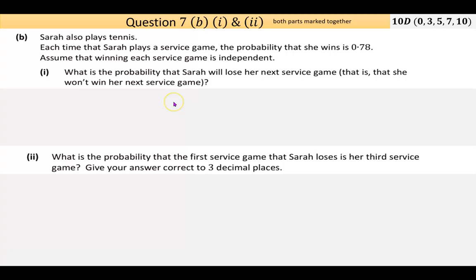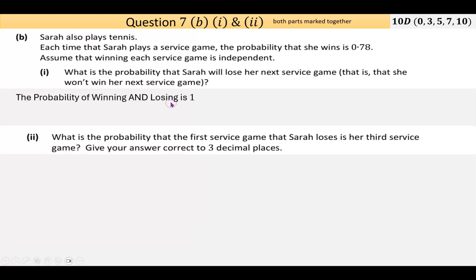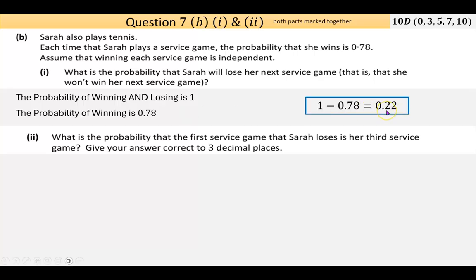Okay. But what's happening here is the probability that it will definitely happen is 1. They're saying the probability she will win is 0.78. It's the difference, okay, is the probability of not winning the service game. And that's 0.22, okay?